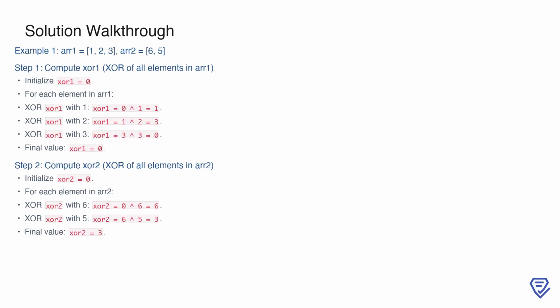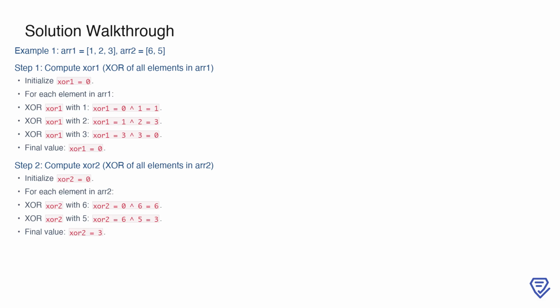To solve this problem, we start by working through an example with ARR1 set to 1, 2, 3, and ARR2 set to 6, 5. The first step is to compute XOR1, which is the XOR of all elements in ARR1. We initialize XOR1 to 0 and then iterate through each element of ARR1.